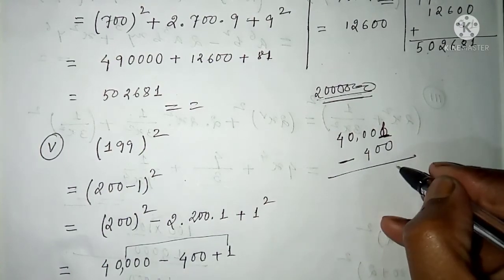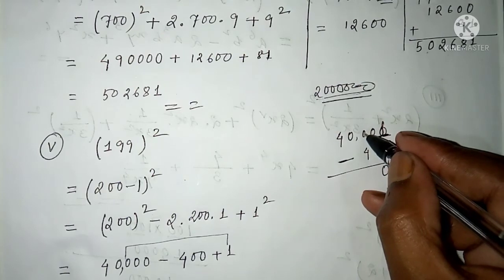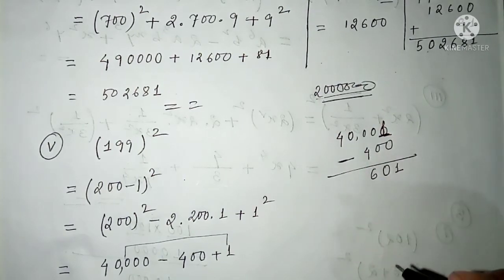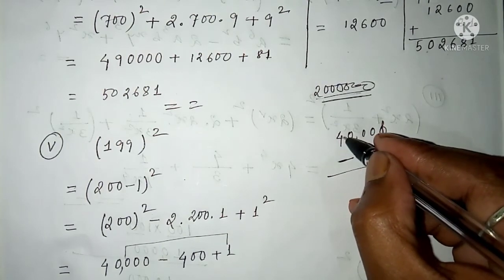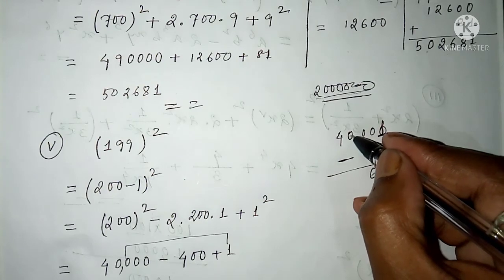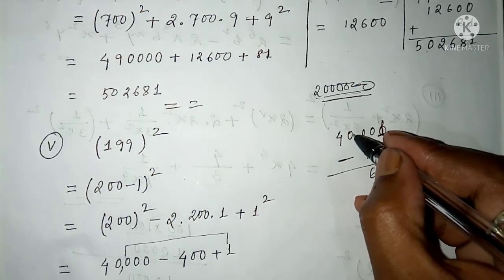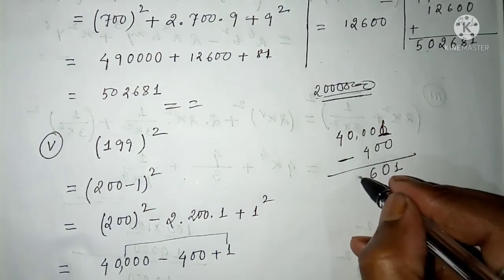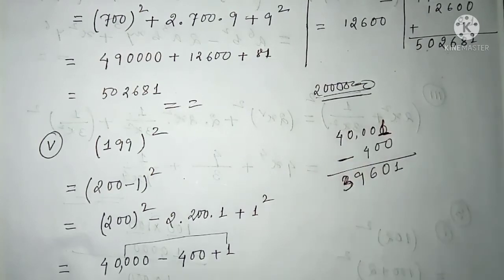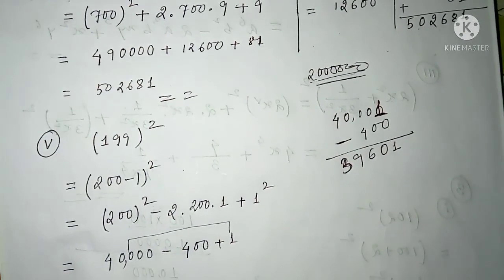So 1 minus 0 is 1, 0 minus 0 is 0. Then I have here 10. I have to carry forward 1 from there. So 10 minus 4, that is your 6. Because when I take 1 from here, first of all it becomes 10, and then it will give 1 to it. So when I take 1 to that side, it will be 9. Sorry, it will be your 3 because 1 is taken out. So 39601 is our final answer.